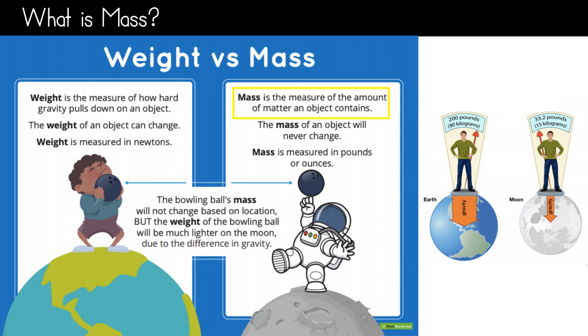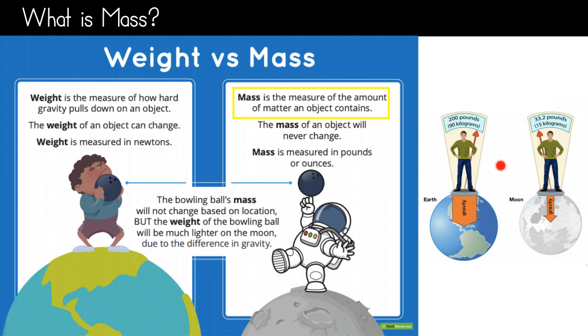So let's start over here and look at weight. Weight is the measure of how hard gravity pulls down on an object. The weight of an object can change. Weight is measured in something called newtons. Now look over here at my picture. I have the earth here, and I have the moon here.